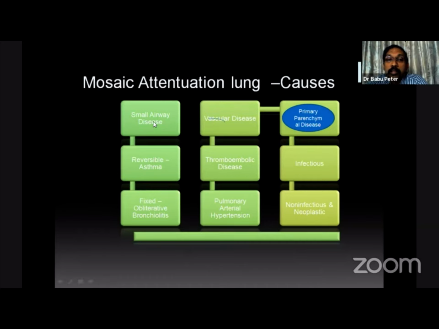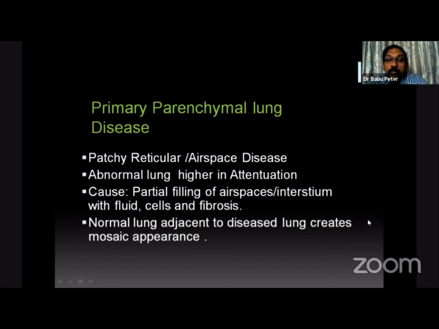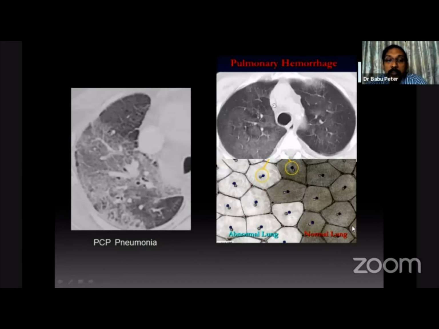So we saw the mosaic attenuation may be due to small airway disease, due to asthma, or it can be due to obliterative bronchiolitis. Vascular causes we saw, and primary pulmonary parenchymal disease, which can be seen in infections, or it can be due to non-infectious causes. Basically, this is characterized by either a ground glass appearance or consolidation, which may be due to filling of the air spaces with fluid, cells, or fibrosis.